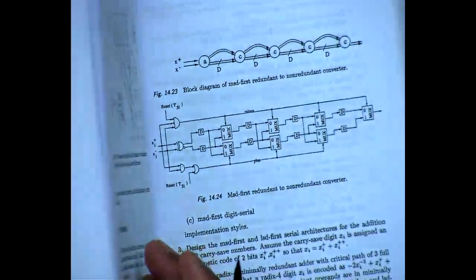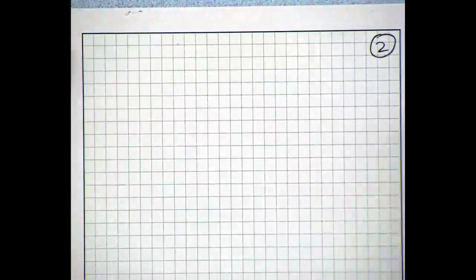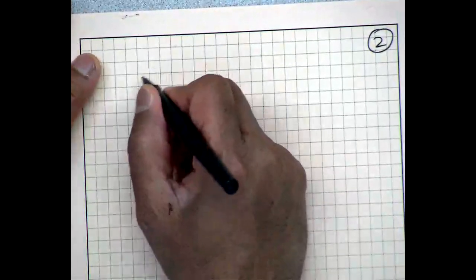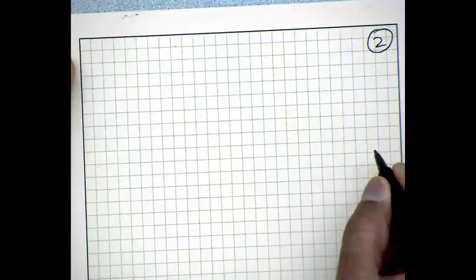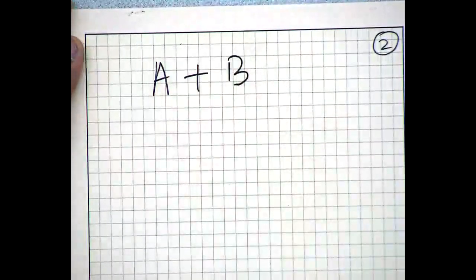Okay, so we are done with that part. Now the question is, how can I design a binary adder? We have talked about redundant to binary conversion. Now let's say that I want to add two numbers, a plus b.